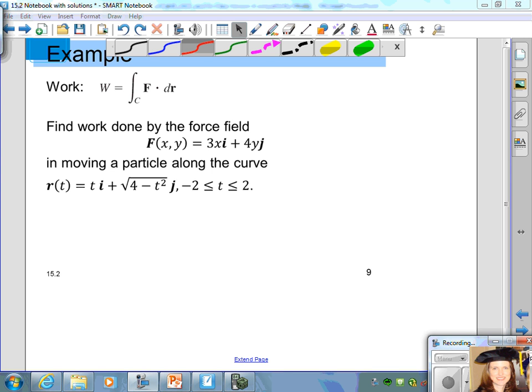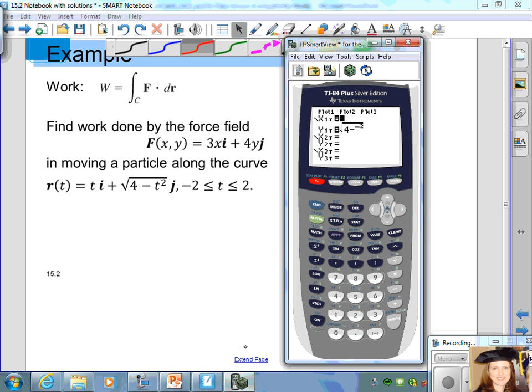Okay, let's begin this by looking at the path itself. We can use a graphing calculator to make a quick sketch of the path. The path is r of t equals t i plus the square root of 4 minus t squared j along the time interval from -2 to 2. Now, I've already made sure my calculator's in parametric mode, and when you go to y equals, you can enter what the x equals t and the y equals square root of 4 minus t squared.